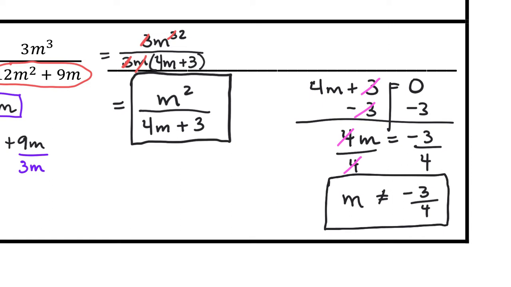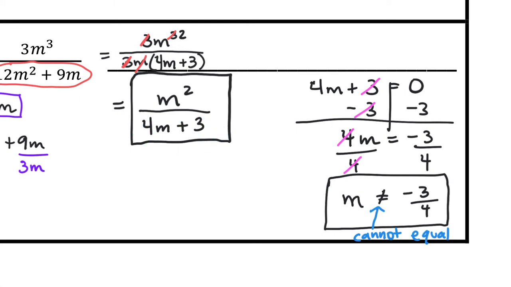Okay, let me just put a reminder that this means cannot equal. So this symbol means cannot equal. And what I'm basically saying is that the value of m cannot be negative 3 over 4, because then it's going to create a 0 on the bottom.